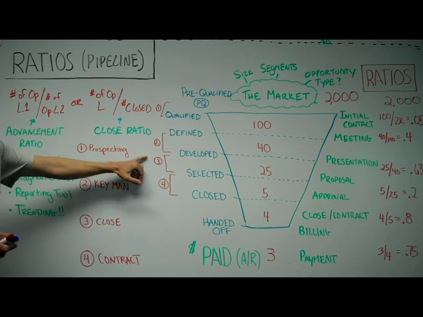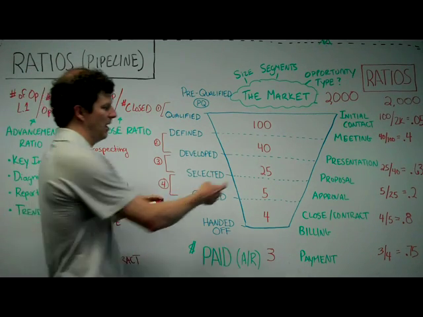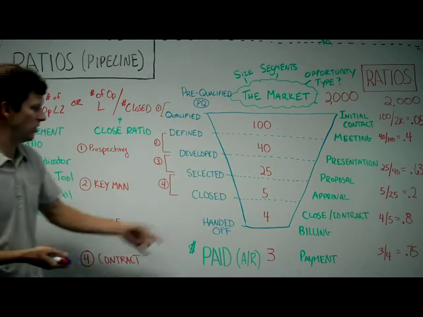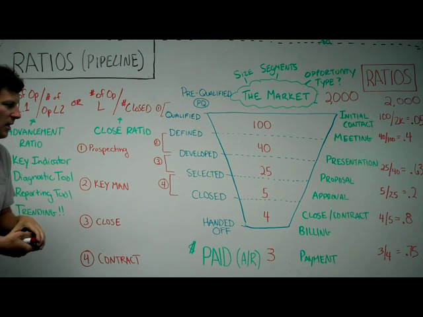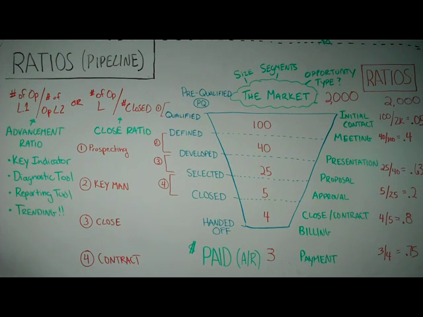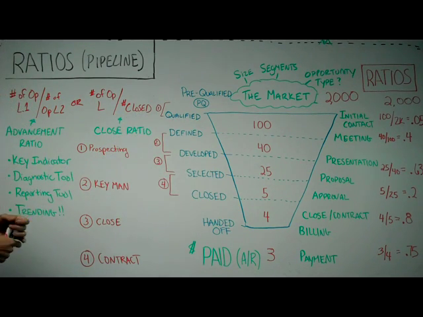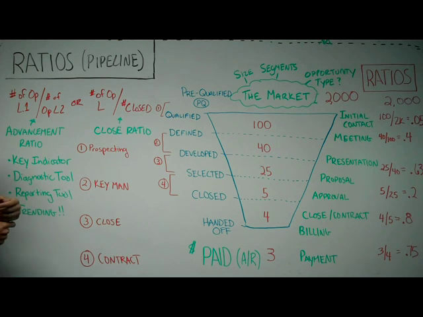And then from developed to selected, I went from 25 that were developed to 5 maybe that were selected. That's not so good. I'm not closing those deals that I've spent a lot of time with. And then the contract ratio, I went from 5 closed to 4 that contracted, so I lost 1 during the contracting process. Maybe that's not great either, but you can sort of decide for your business. But you get the idea. Ratios are used as a diagnostic tool to measure either advancement or how you relate to your closure rate. That's the key thing, and they're used as indicators, diagnostic tools, reporting tools, and as a trending mechanism. So get to know your ratios.